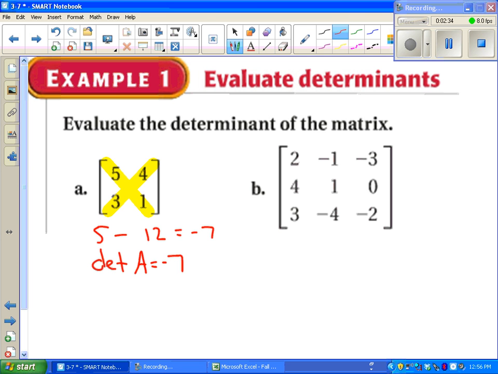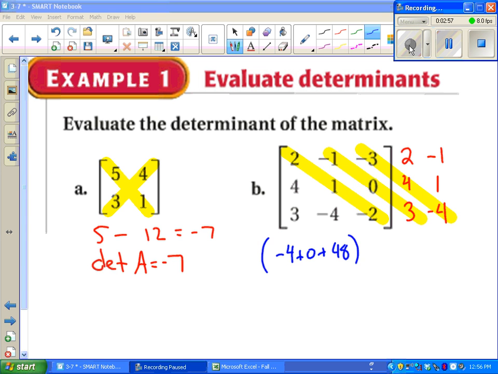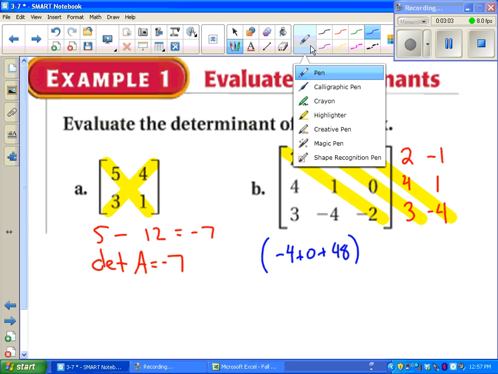Part B is a little more involved. We've got to extend the matrix, which means rewrite the first two terms in every row. And let's color code here again. I have to multiply diagonally, diagonally, diagonally. Once I get those 3 numbers, I add them together. So I'll do that first. Once you've added those together, now we're going to start multiplying diagonally the other way.